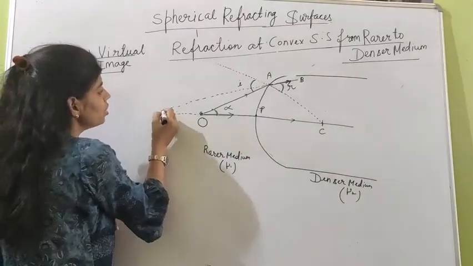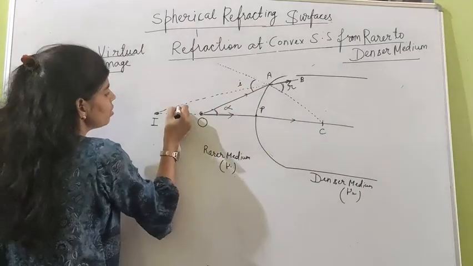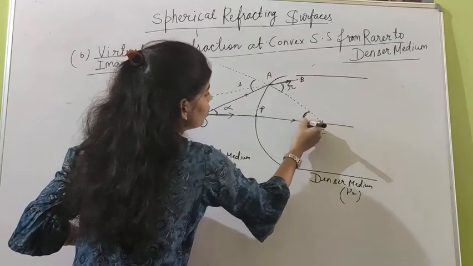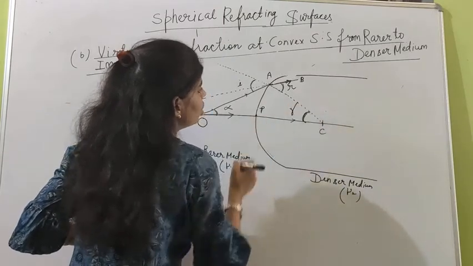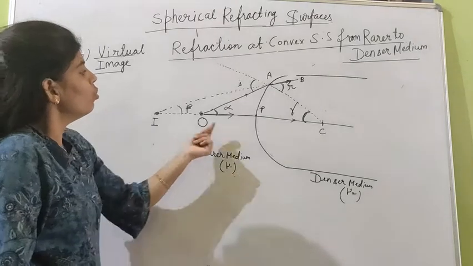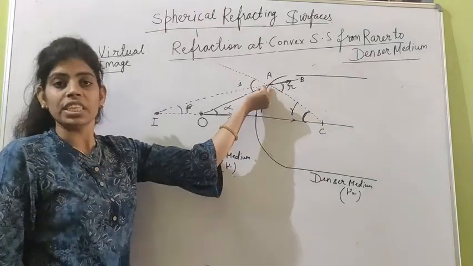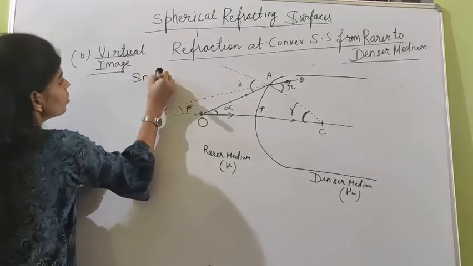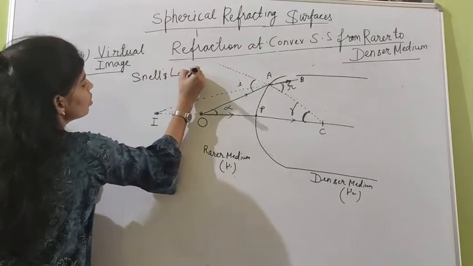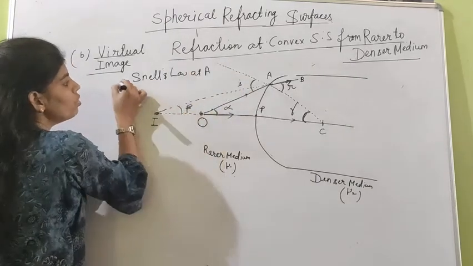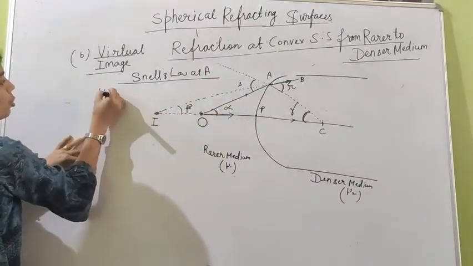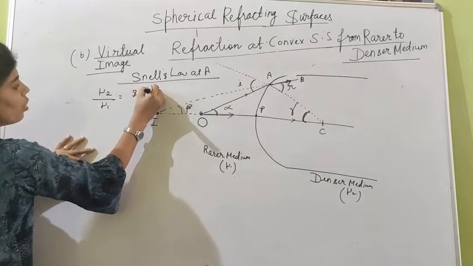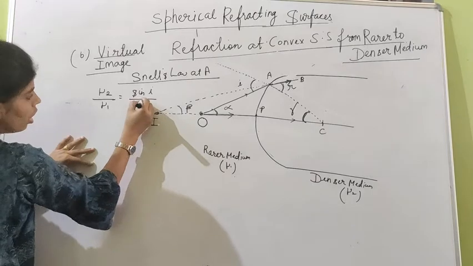The angle between this ray and the principal axis is known as beta, and this angle is known as gamma. So we apply Snell's law at point A, and we write mu2 by mu1 is equal to sine of I over sine of R.